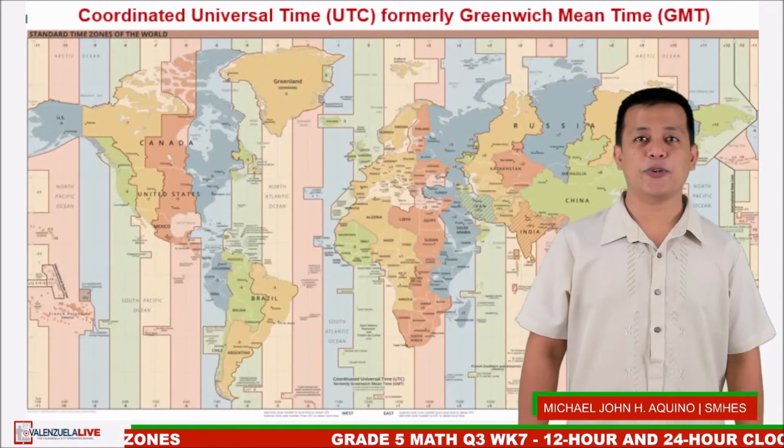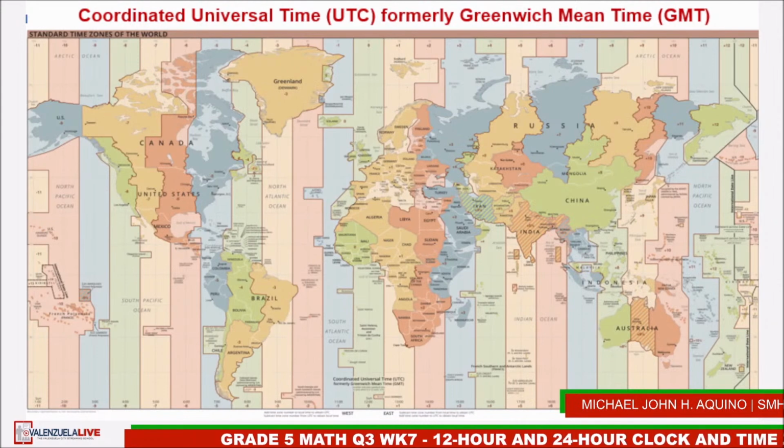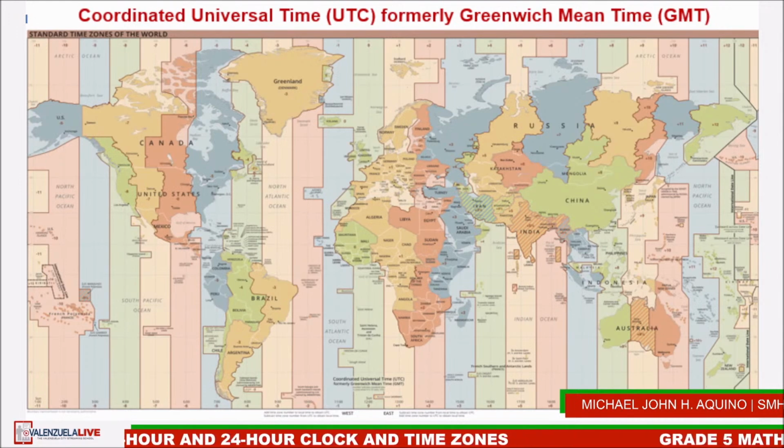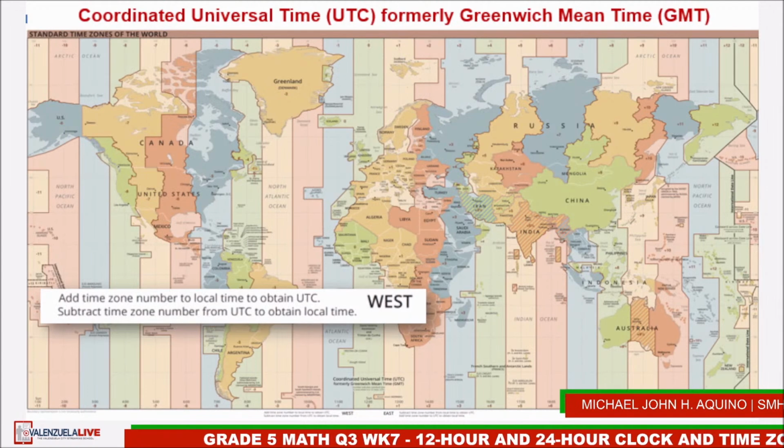I'm going to show you a map. We have here a world map. As you can see, based on the illustration, the world map is divided into different regions. It has different time zones. There are several numbers written on the bottom of the map. There are positive and negative numbers, and also 0.